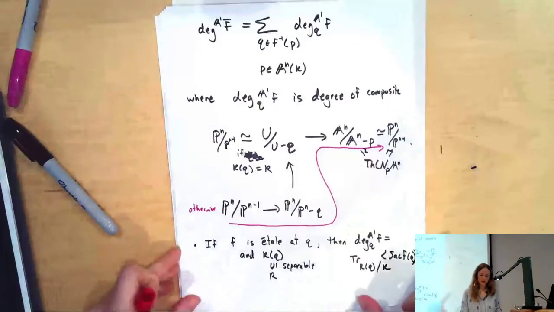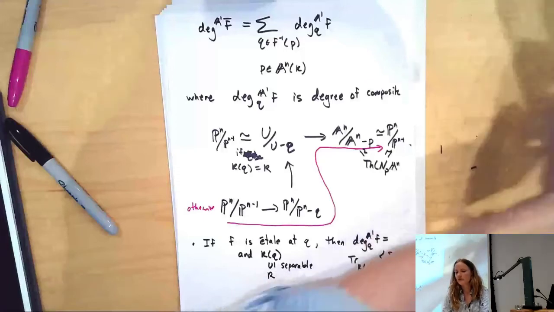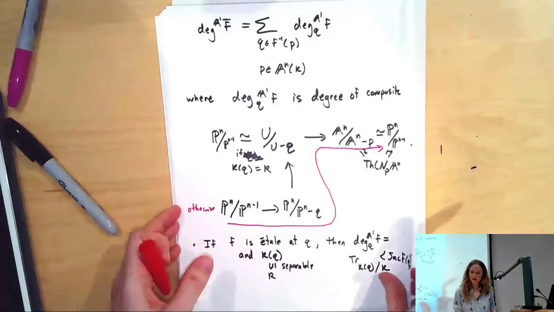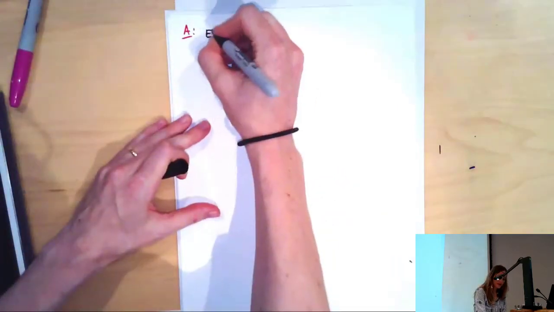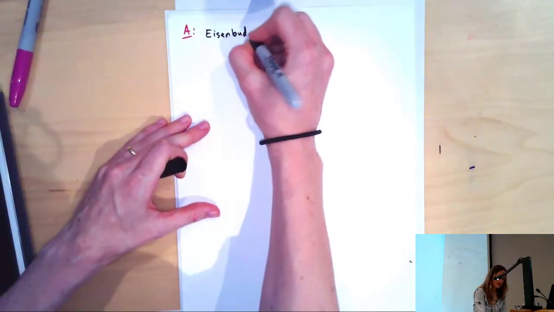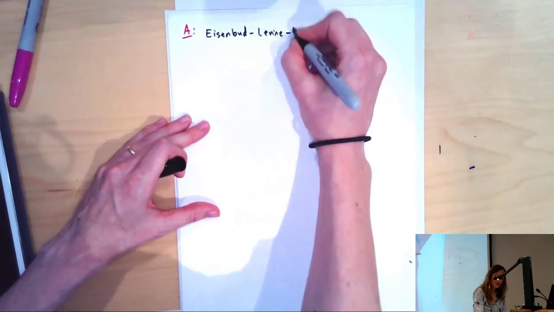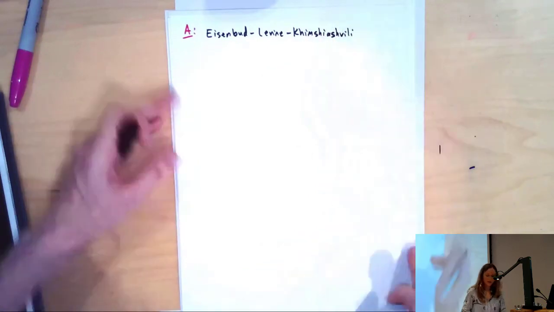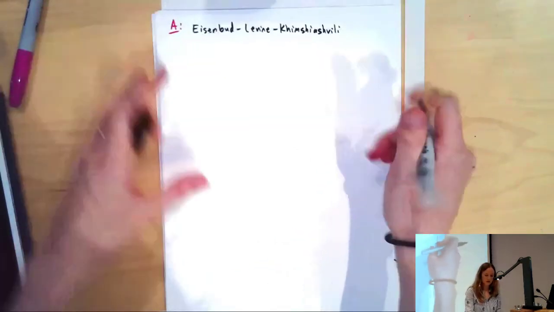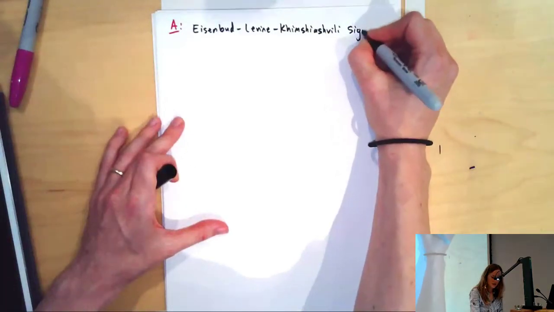And there's a beautiful answer from the late 70s to that question when you have a map over R. The answer is the Eisenbud, Levine, Khimshiashvili signature formula.